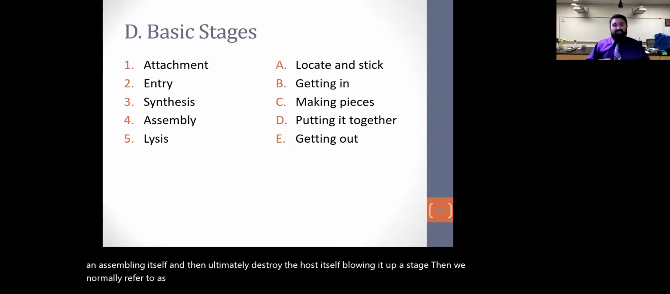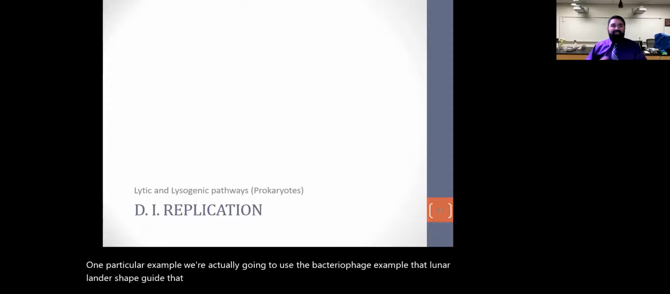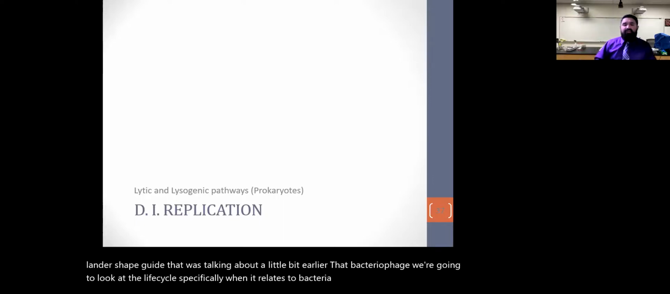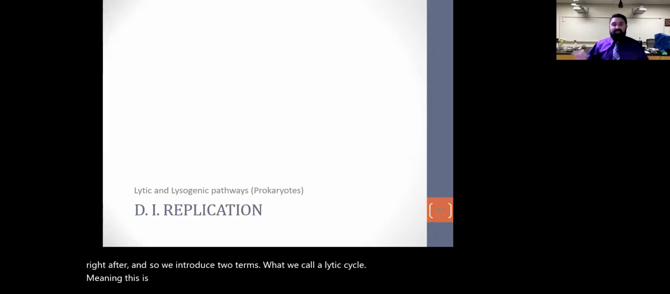Okay, so we're going to cover these one by one, side by side, with one particular example. We're going to use the bacteriophage example, that lunar lander shaped guide that I was talking about a little bit earlier. We're going to look at the life cycle specifically when it relates to bacteria first. We'll go into eukaryotes right after. And so we introduce two terms, what we call a lytic cycle, meaning this is the standard cycle of a virus: it comes in, gets in, hijacks, blows it up, and does it again. It's making more of itself by lysis.